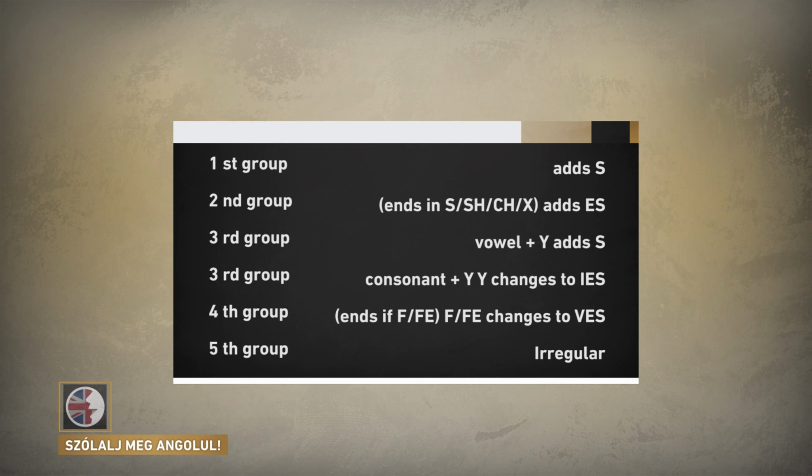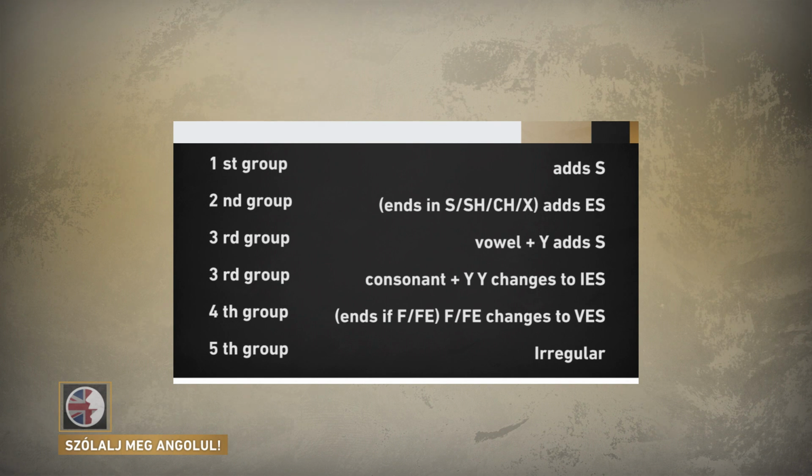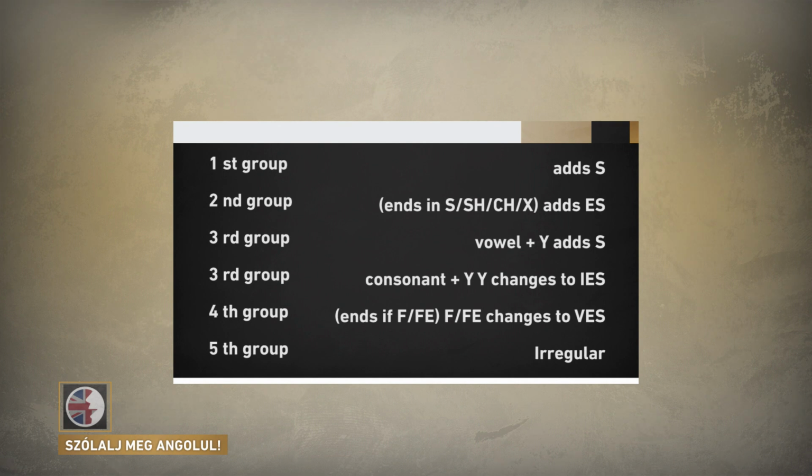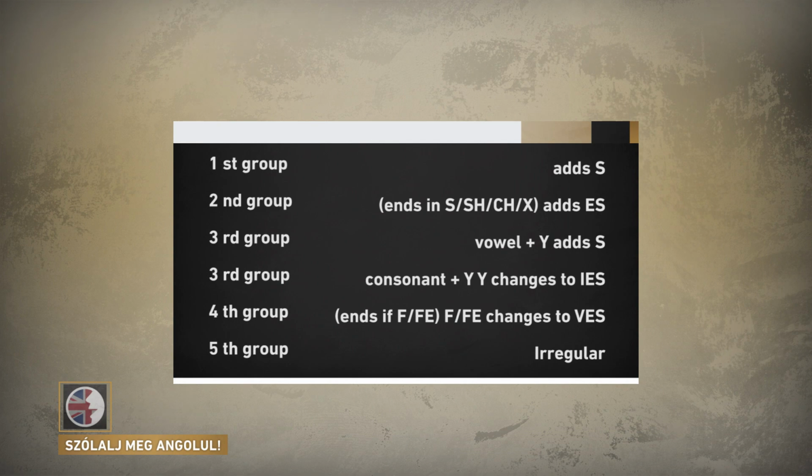These are nouns which end in F or FE. To make these nouns plural, we change the F or FE to VES. Group 5 are irregular. They don't use logic.